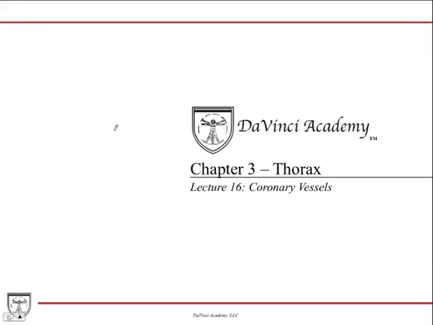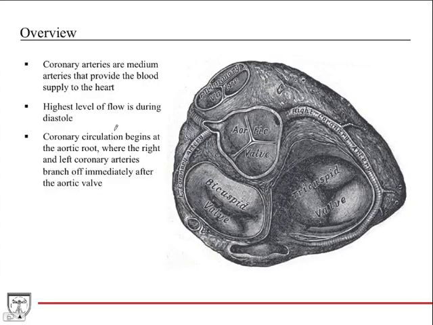All right, so in this lecture, we're going to talk about the coronary vessels and their relevant clinical pearls. To start us out, we'll talk about the coronary circulation. Coronary arteries are medium arteries that provide the blood supply to the heart. And the highest level of blood flow in the coronary arteries is actually during diastole. That's a good fact to know.